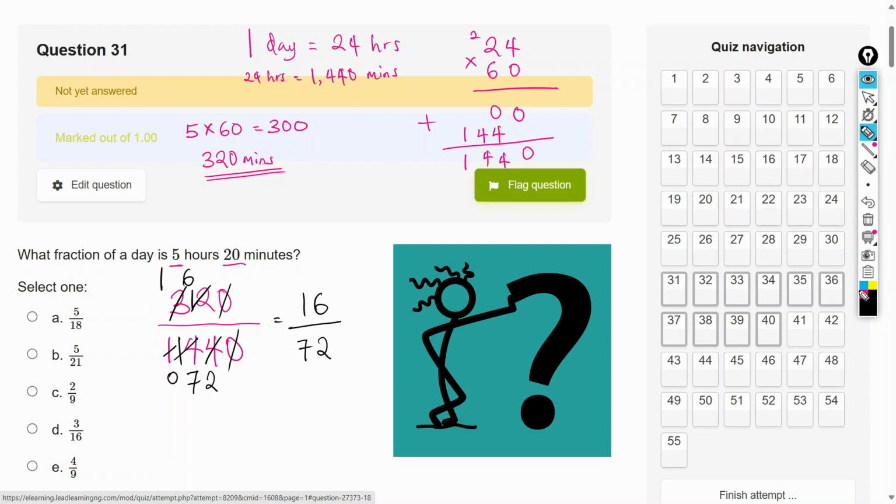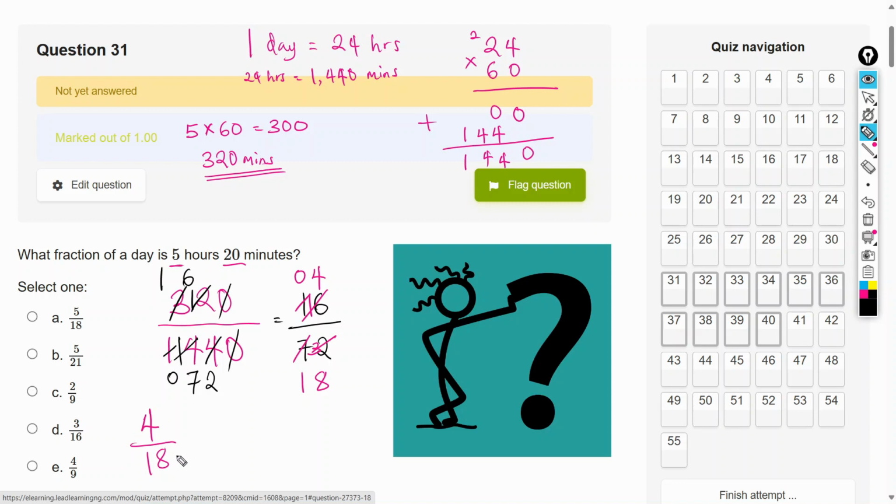We can still divide by, let's even try 4. 4 into 7 is 1, remainder 3, that's 32. 4 into 32 is 8. 4 into 1 is 0, carry 1. 4 into 16 is 4. So that's 4 over 18.